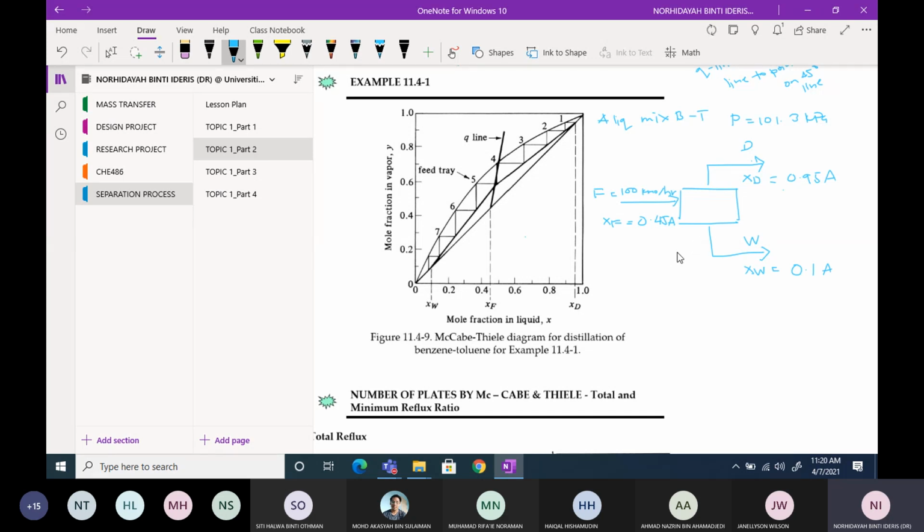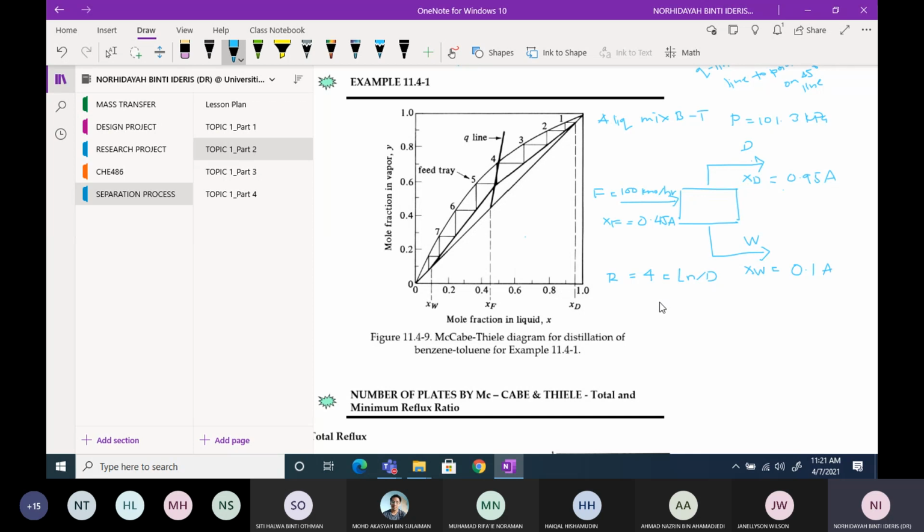Alright, so far clear untuk bahagian ni. Okay, so right now it's stated here that the reflux ratio is 4 to 1. So you know that R is equal to 4. You can recall the definition is actually L over D. How much you return over how much you take out from the system.